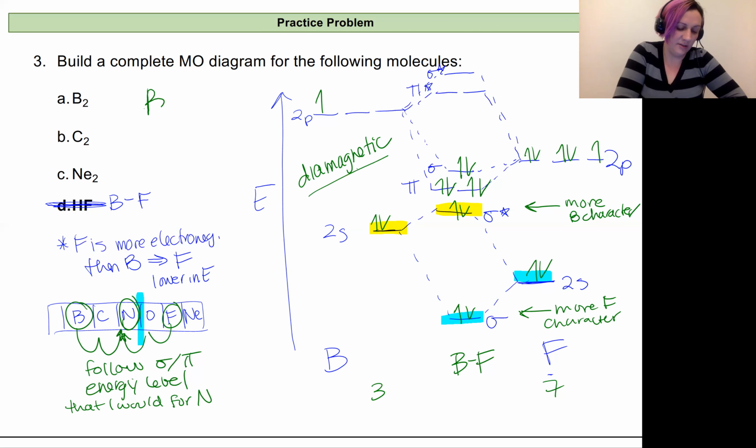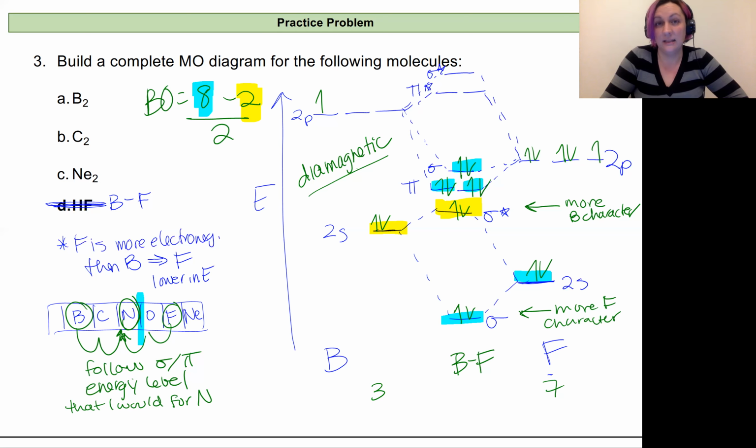For bond order, that's going to be equal to, remember, my bonding versus my antibonding. I'm going to count out my bonding. I've got 1, 2, 3, 4, 5, 6, 7, 8. So it's going to be equal to 8 minus, so let's count up my antibonding. I just have these two right here. So minus 2, divided by 2. So 8 minus 2 would give me 6, divided by 2 would be 3. So I have a bond order of 3.